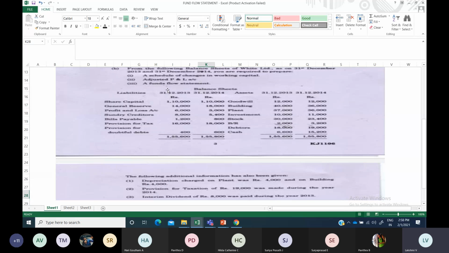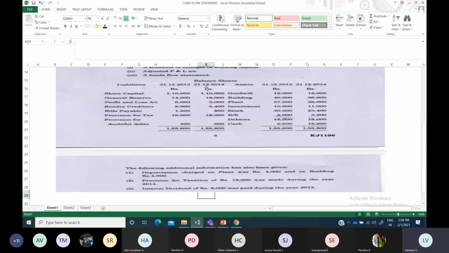Then provision for doubtful debts, this will be treated as a current liability here. Okay, current liability you can treat it and take it to the first step, that is schedule of changes in working capital. Like this, each and every item, first itself while going through the problem, you have to identify whether it will appear under the first step or second step or third step. Then easily you can start working out the sum.